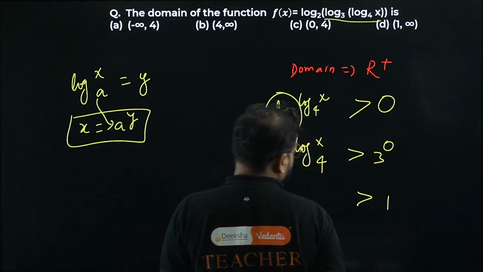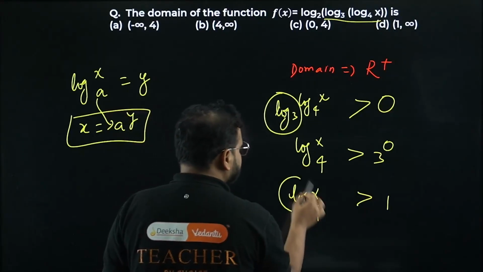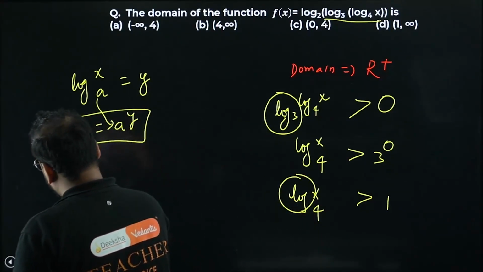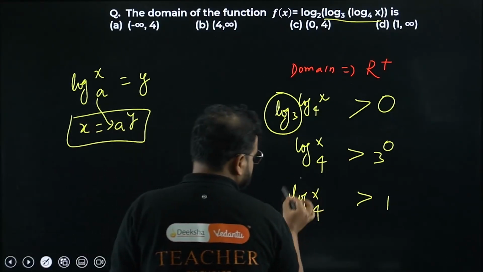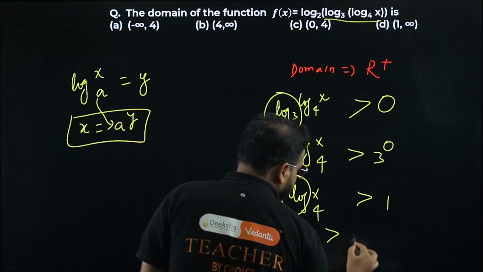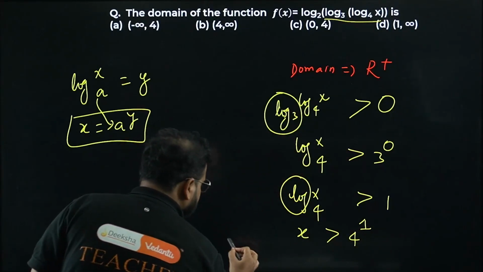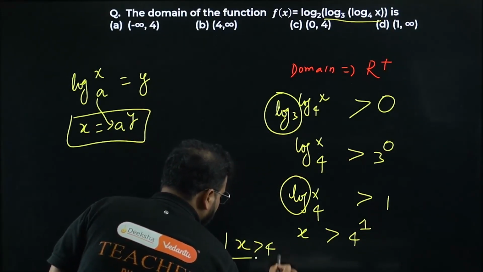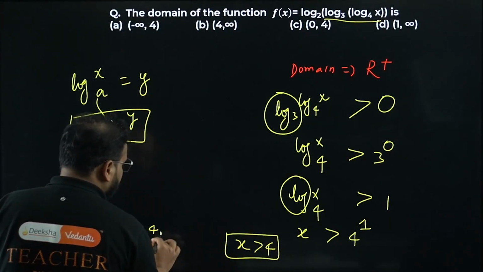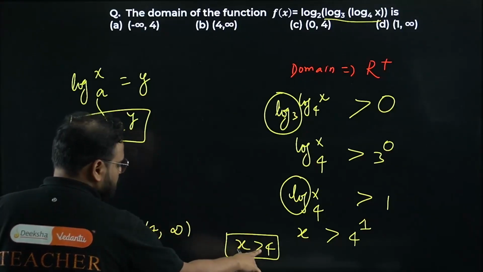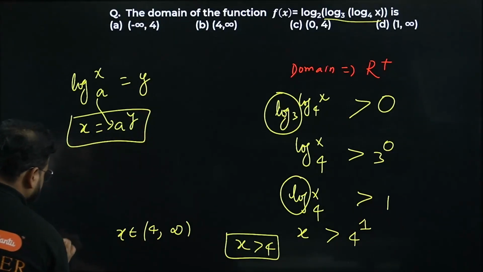3 power 0 is nothing but 1, and I have this as it is. Same thing I'm going to do again one more time. Remove this log. I'll have only x left on this side, and 4 will go as the base. So I have x left, same sign, 4 power 1. So I get the answer: x is more than 4. This is my domain. The x value represents the domain. Basically it means (4, infinity), both open, because there's no equal to sign over here, only greater than. So x belongs to this, which is my domain.